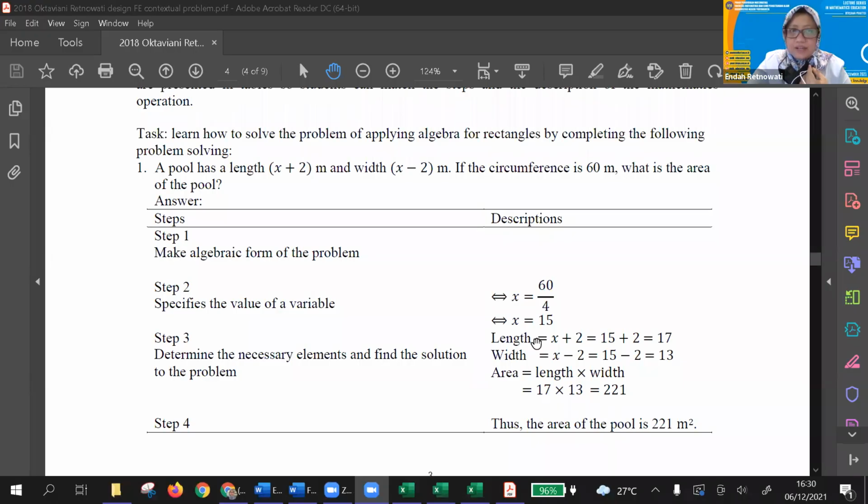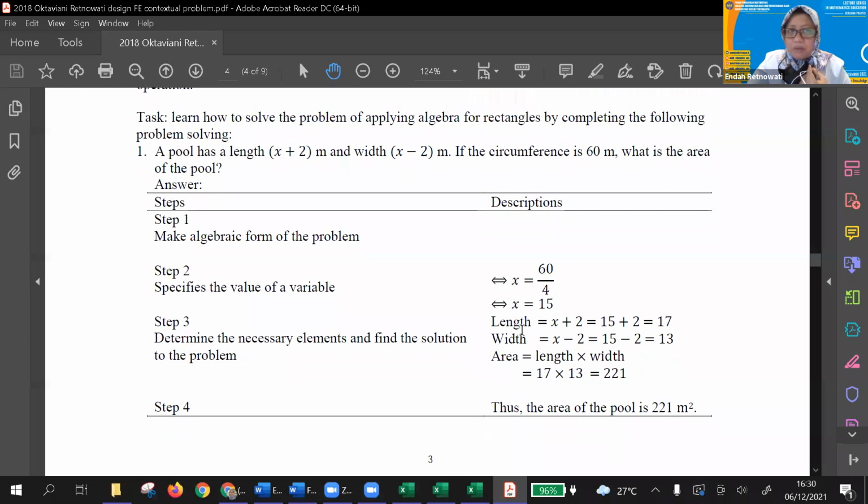All right. So here we are. This is from one of my papers about video example. The question here is: learn how to solve the problems of applying algebra for rectangles by completing the following problem solving. In this kind of problem solving, this is a question. There are like 4 steps of solution. Step 1, step 2, step 3, step 4. But look, the first step is omitted. Okay, and the students are asked to complete this first step.